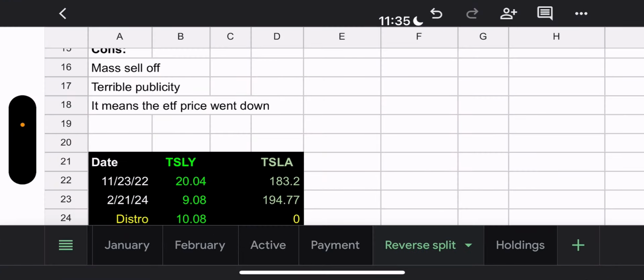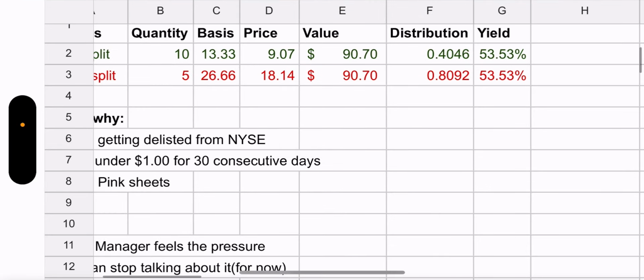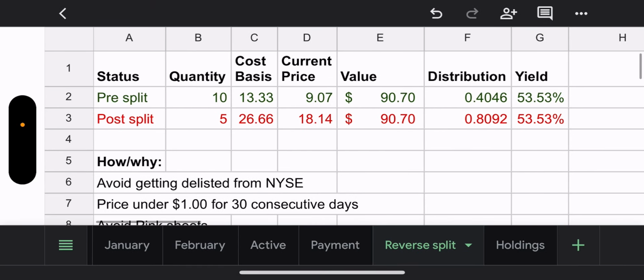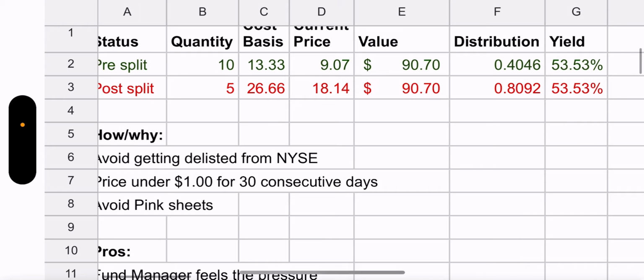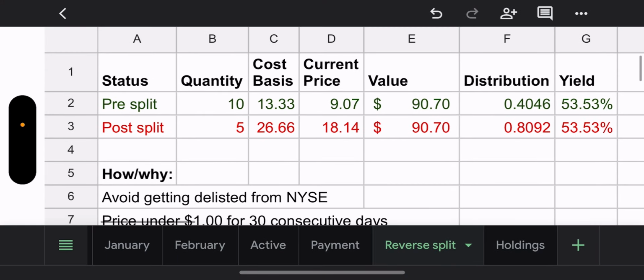Now, I redid my spreadsheet to show the scenario, what it could look like. If you saw my first video, some of this is repetitive, but in summary, pre-split, if you have 10 shares with a cost basis of $13.33, yes, that's my terrible cost basis, on Monday, or even Friday after hours, some brokers work fast, I don't know when you'll see it, but either way, by Monday at the open, you'll have 5 shares.